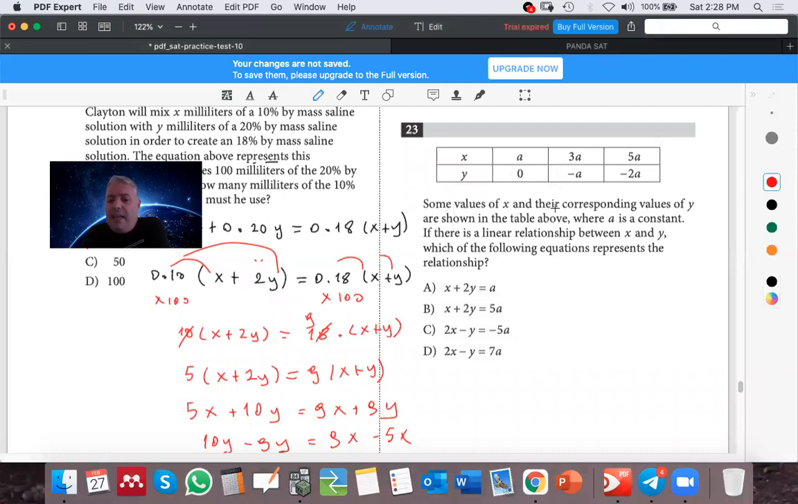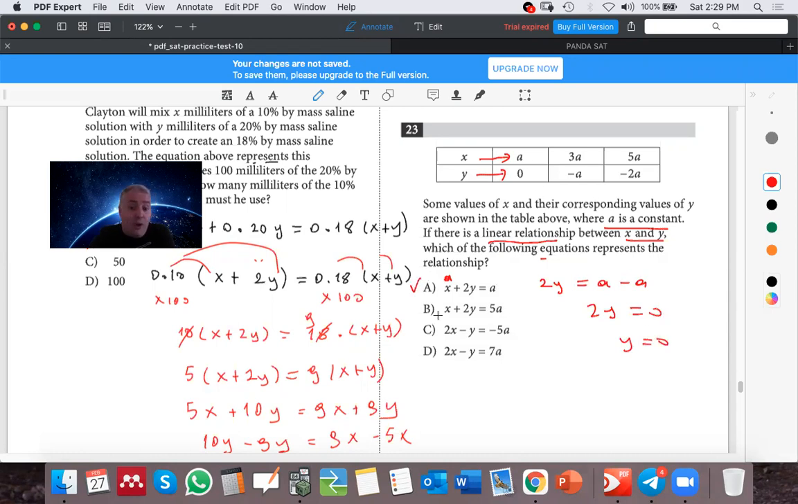Some values of x and their corresponding values of y are shown in the table above, where a is a constant. If there is a linear relationship between x and y, which of the following equations represents the relationship? To solve this kind of question, there are lots of ways. But what I prefer, just read the table. When x is a, y is 0. Just try it. If x is a here, can you tell me what y will be? 2y is equal to a minus a. 2y is equal to 0. y is 0. Is this correct? This is correct. This could be the answer.